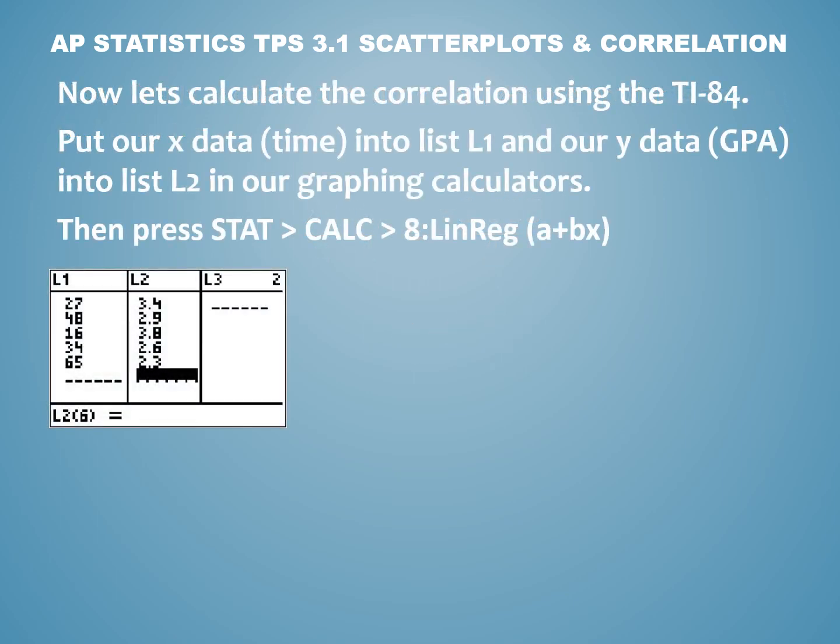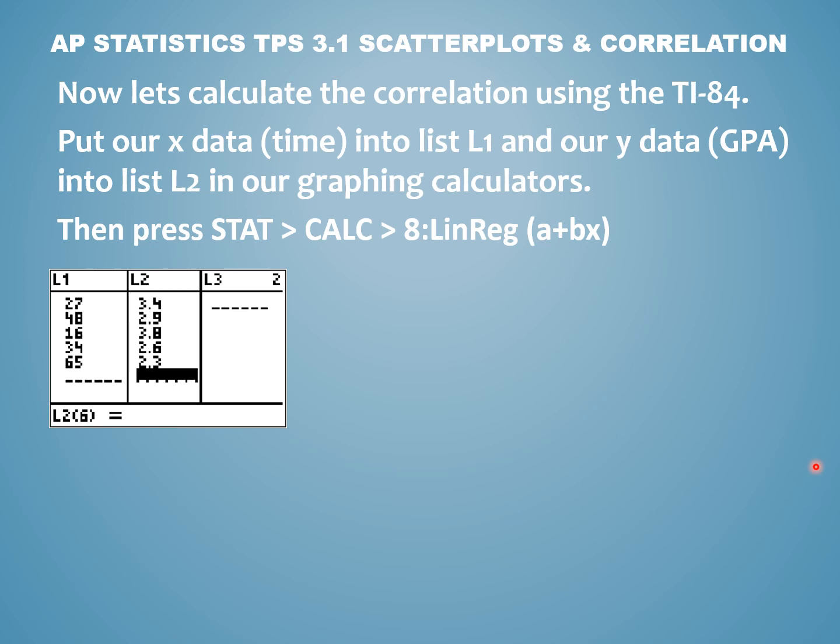All right, so we have our data already listed in list 1 and list 2. The time gaming data is in list 1, and the corresponding GPAs are in list 2. So remember too that these have to correspond. Each row is the X and Y value for a particular freshman. You can't mix those up, things won't work.